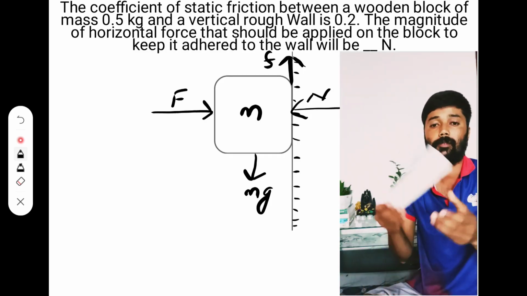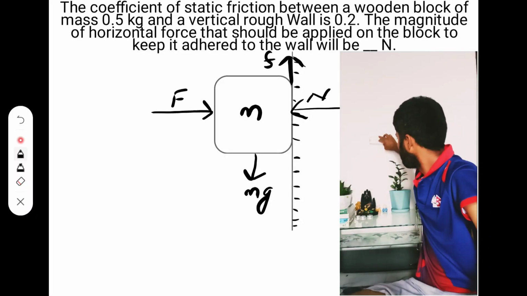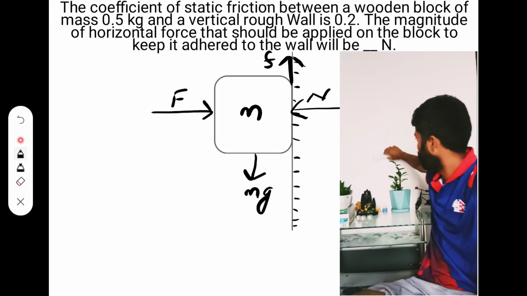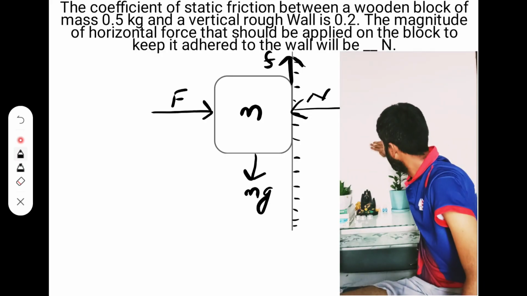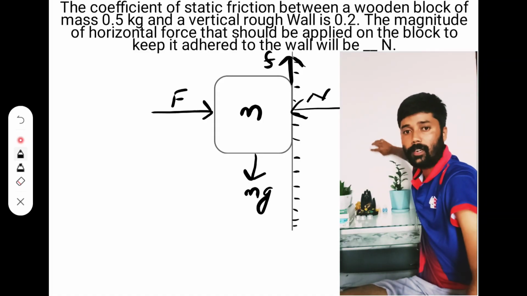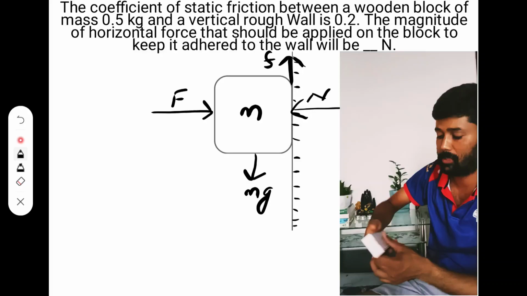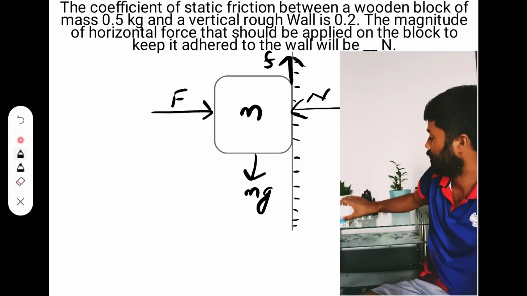Now I'll show it here. If this is the block and you do not apply force, it will fall down. It will slide down. Now if you apply force here, what will happen? It is fixed. Now it is not sliding. What is the reason? Let me show it again.